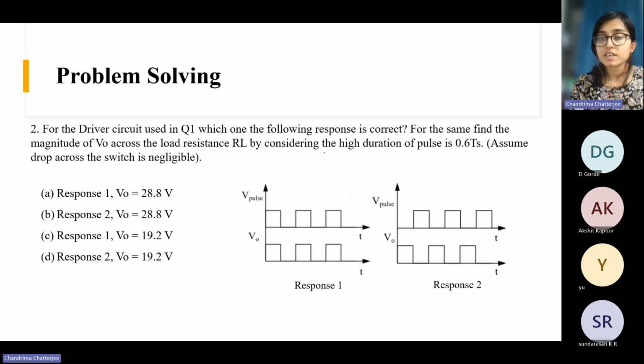So what additional data have they given? The pulse on duration. So these are the two responses. This is response 1, this is response 2. This high duration is 0.6 TS. If this is the total time period TS, then the pulse high duration is 0.6 TS. And they are saying that the drop across the MOSFET is negligible. So which of these responses is the correct one? There are 4 options here.